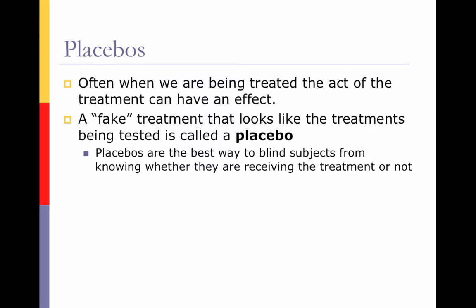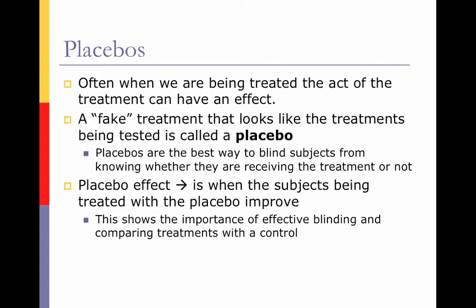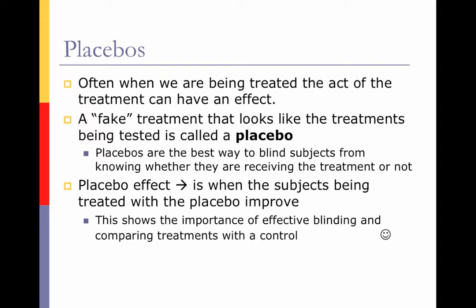Placebos are the best way to blind subjects from knowing whether they are receiving the treatment or not. The placebo effect is when the subjects being treated with the placebo improve. This shows the importance of effective blinding and comparing treatments with a control. Using a placebo is important despite the fact that we get the placebo effect, because we kind of expect that. It also helps us determine what really is mental and what is not.